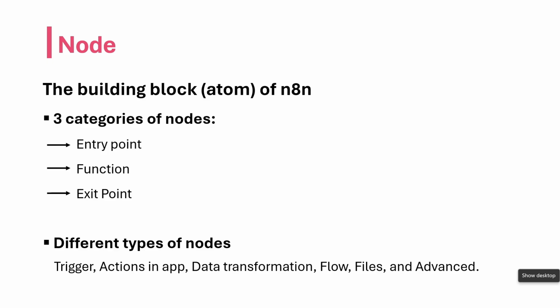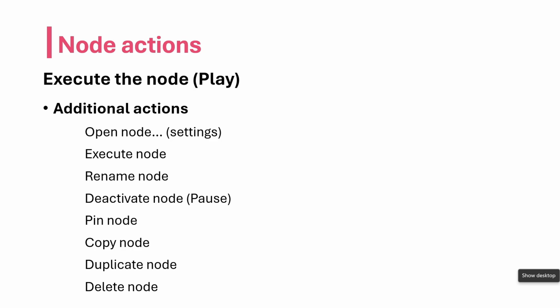So once your node is configured, you can execute it individually using the play button. You can see your play button usually in a panel that is also called the open node settings. Here you can see an execution option where you can simply click a play button, and you can execute the specific node.